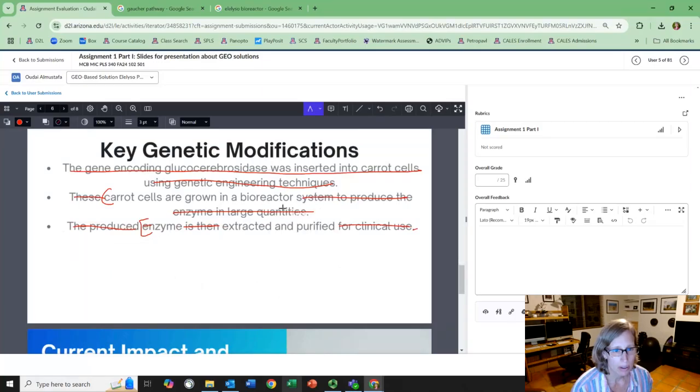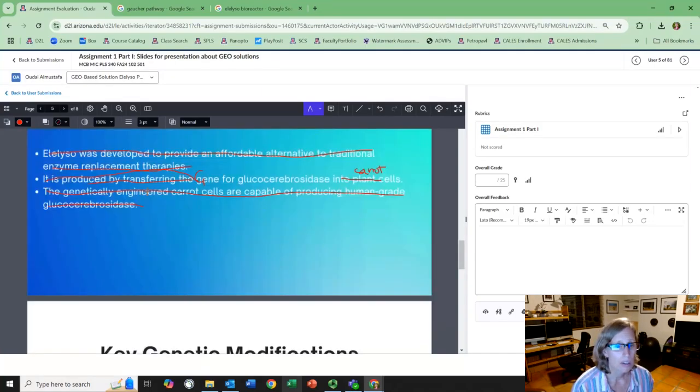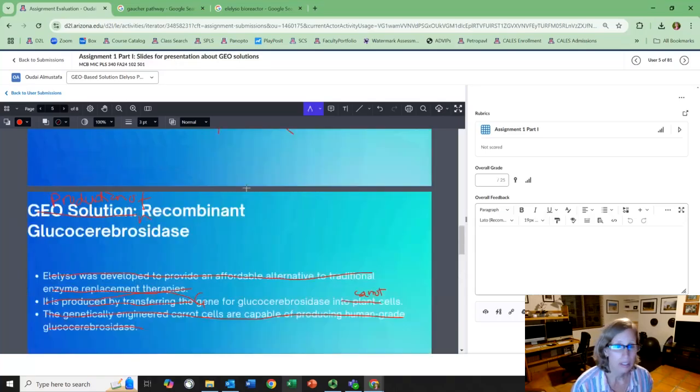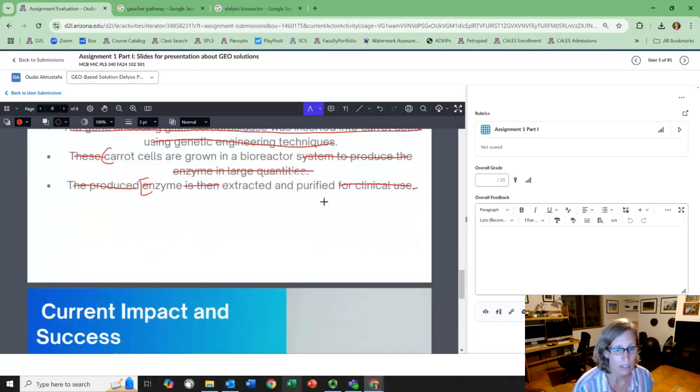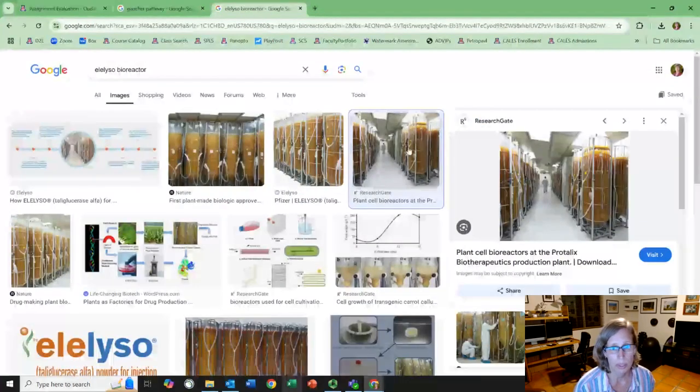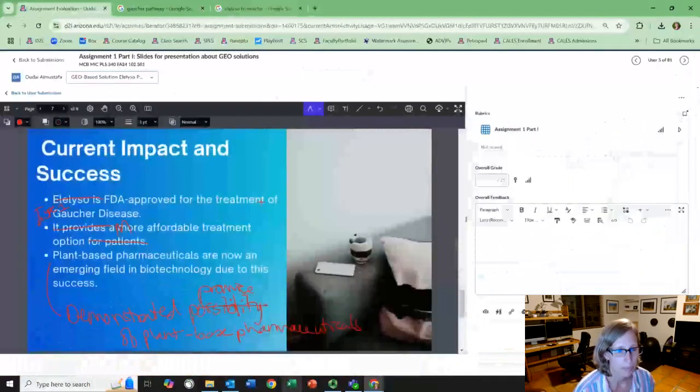Carrot cells are grown in a bioreactor. Enzyme is extracted and purified. Those are the only words that need to be on the slide. Certainly could probably be combined with this as part of the production of recombinant glucocerebrosidase. So gene in the carrot cells, grown in a bioreactor, extracted and purified. Okay, and then that's where it'd be nice. Now you can show a picture of the bioreactor to go along with that.